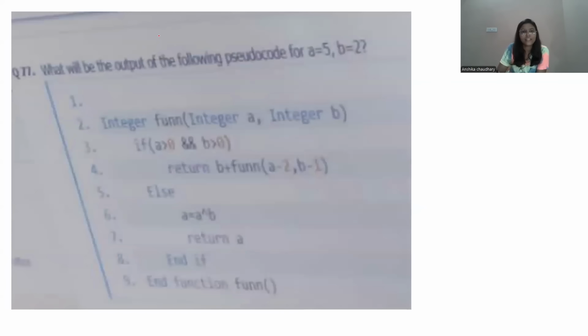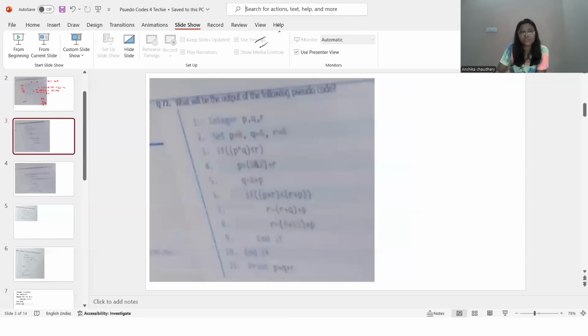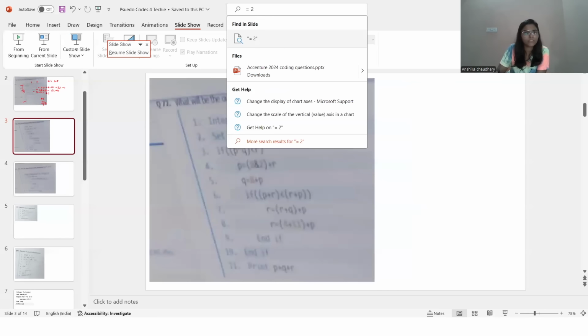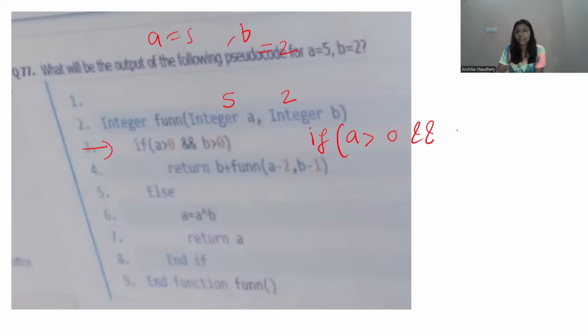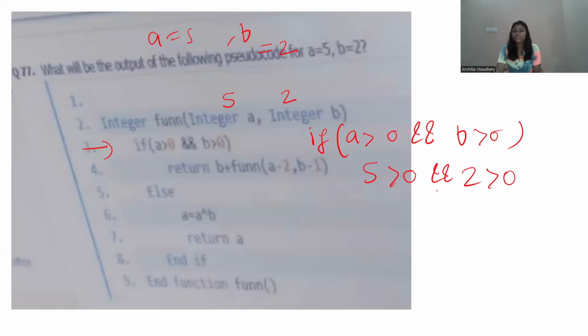The next question: the A value is 5 given and the B value is 2. I'm writing it here because the picture is quite blurry. There is a function, and A is passed here, B is passed here. The condition asks: if A is greater than 0 and this is logical AND, and B is greater than 0. So A value 5 is greater than 0, and B value 2 is greater than 0. This is logical AND, so we need to check both of the operands.